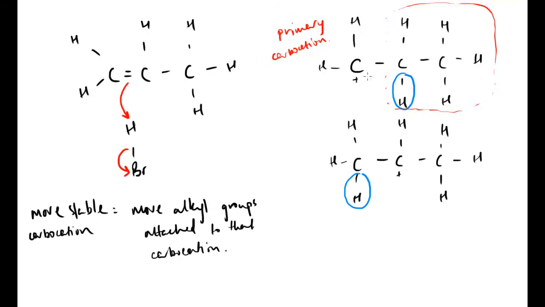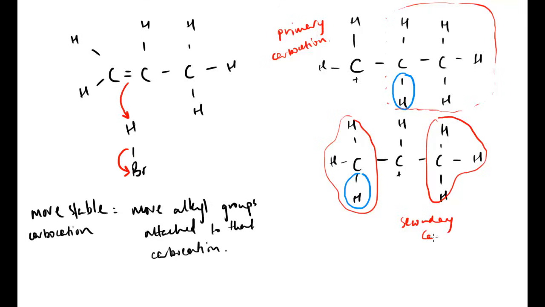carbocation. On the other hand, this carbon here has 2 alkyl groups, both methyl groups, and you might be thinking, well, this is an ethyl, that's bigger, that's better. No, it's the number of alkyl groups that makes the difference. So 2 methyl groups here means that we have a secondary carbocation, and there's a shorthand way of writing these. Primary you can write as 1 degree, and secondary you can write as 2 degrees, and it links exactly into the number of alkyl groups. And so what we find is this is the preferential carbocation that will be produced because it is more stable.